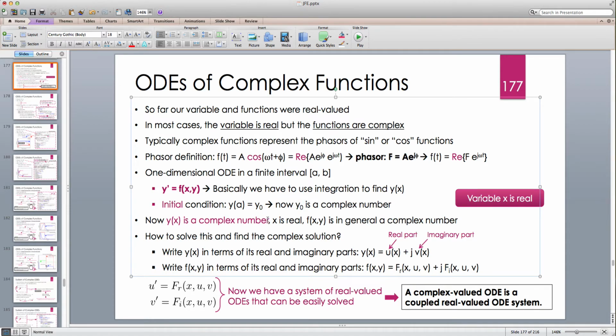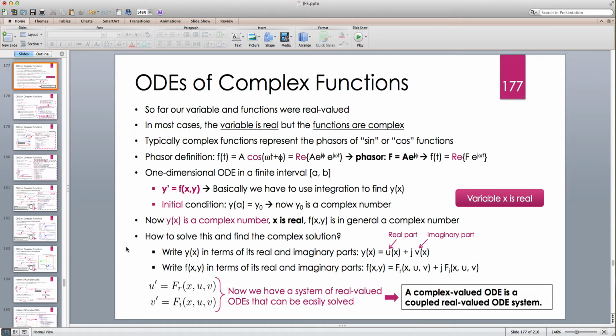Y of x is a complex number. X is real, so we are still assuming that our variable is real. So in general, f of x and y, x is real, y complex, is in general a complex number, a complex valued function. So how do we solve this?